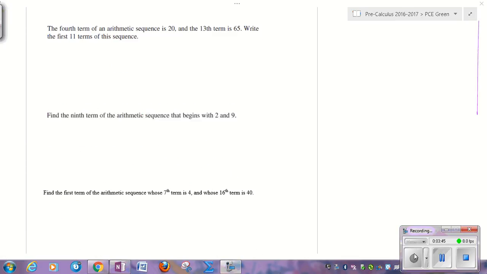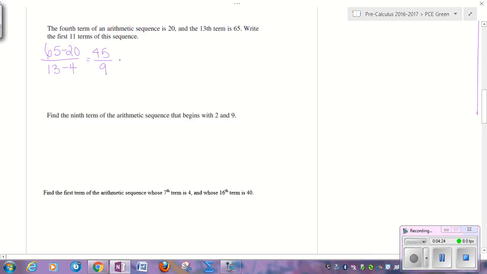All right, this next question gets a little bit trickier because they gave us the 4th term and the 13th term, and they want you to write the first 11 terms in the sequence. So you have to think here. What we want to do is find out what the common difference is between each term. So if I take 65 minus 20, I took the 13th term minus the 4th term. That would give me 45 over 9, which gives me a common difference of 5.